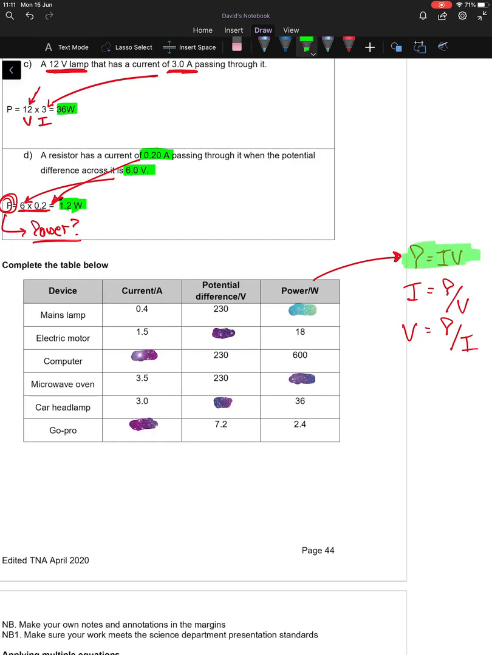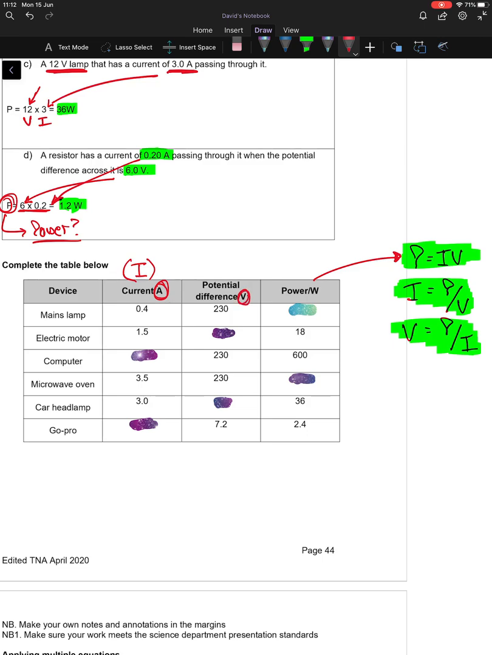Now remember, whenever you are using an equation, you might have to rearrange it. So there are 3 iterations of this equation that are worth remembering. Power equals current times voltage. To move the V over to the other side to get I, current equals power divided by voltage. And thirdly, voltage equals power divided by current.